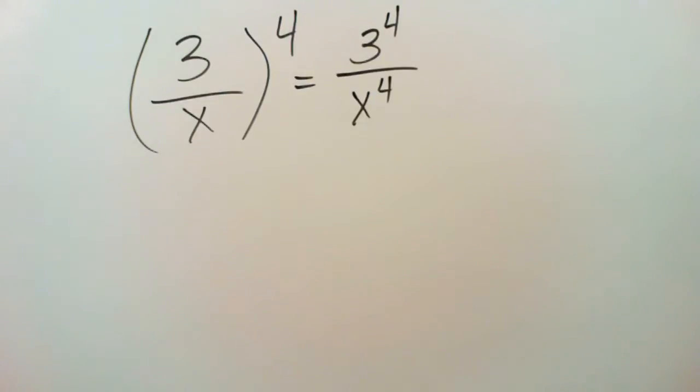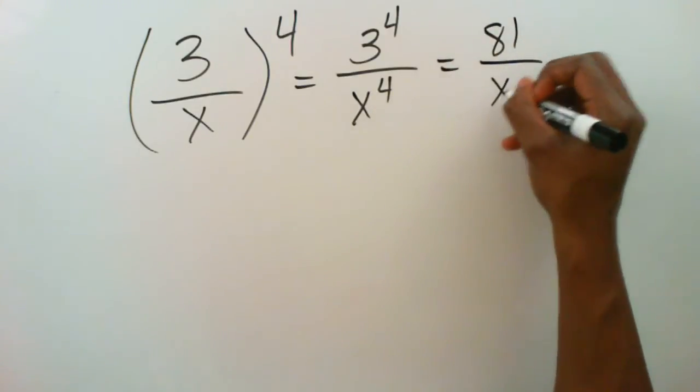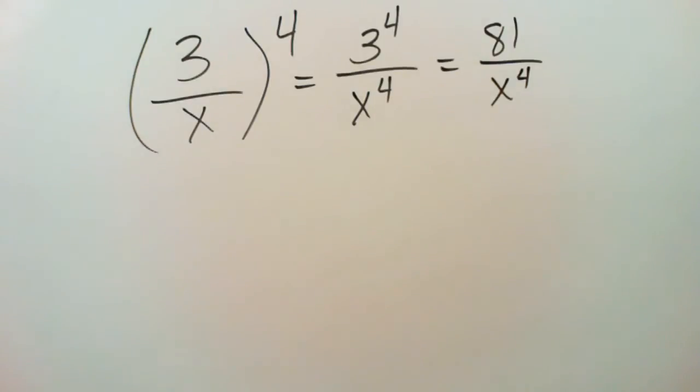After applying the rule for the power of a quotient, we are left with the expression 3 to the fourth power over x to the fourth power. At this point, you want to raise 3 to the fourth power and x to the fourth power. Doing so results in 81 over x to the fourth power as the answer.